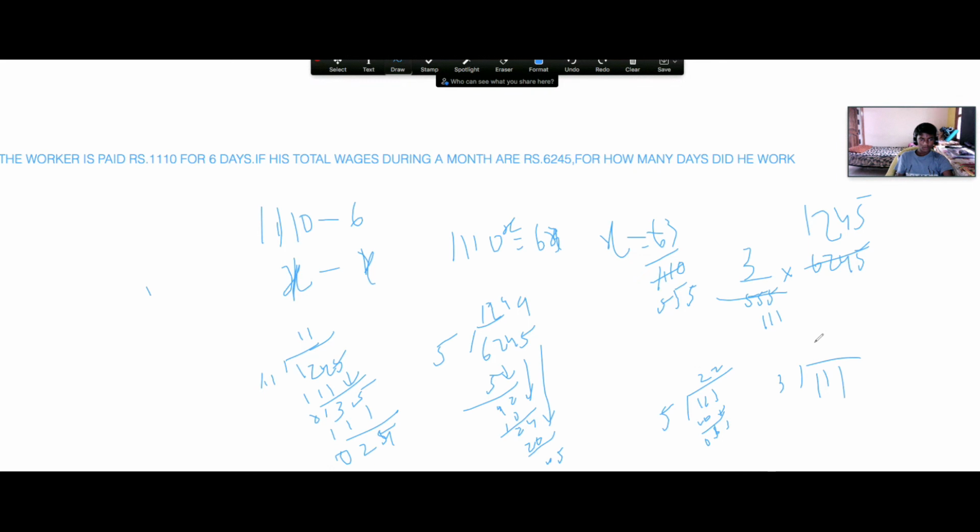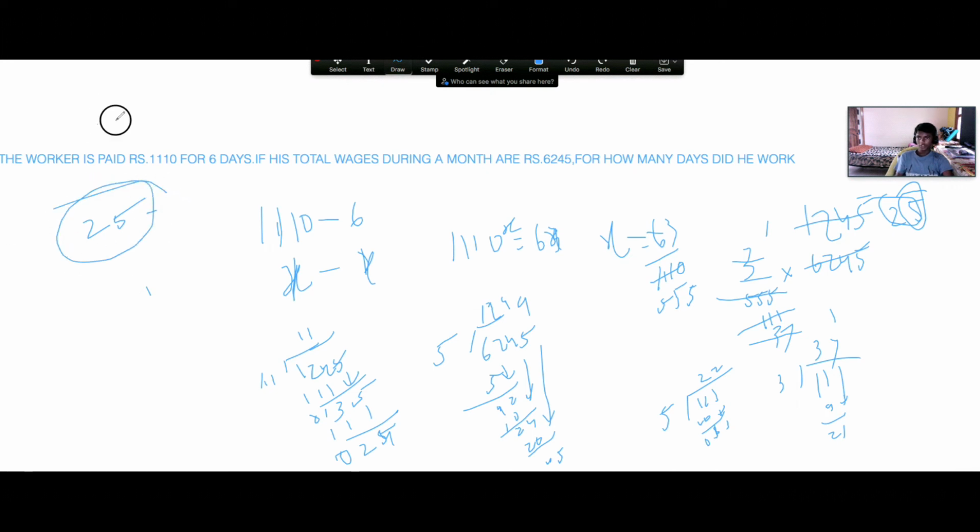5 is 3 3s are 9. Oh, okay, 3 1s are 3, 37s are. So 37 ones are 37, 25s are. Oh yeah, we got it, friends. 25 are, yeah. Therefore his total wages are 25. So total wages are 25.